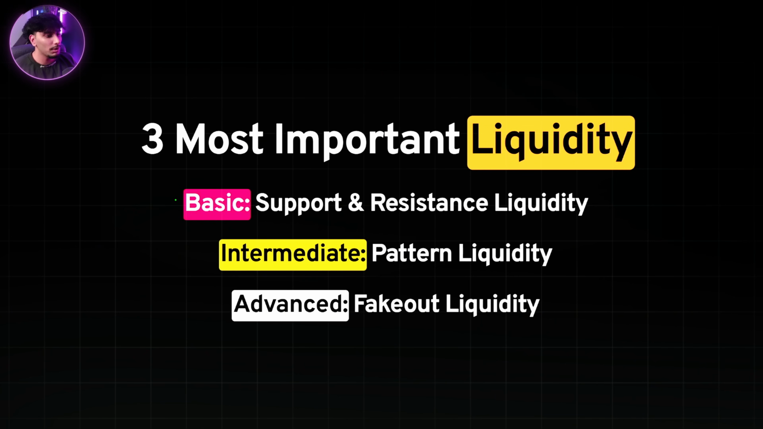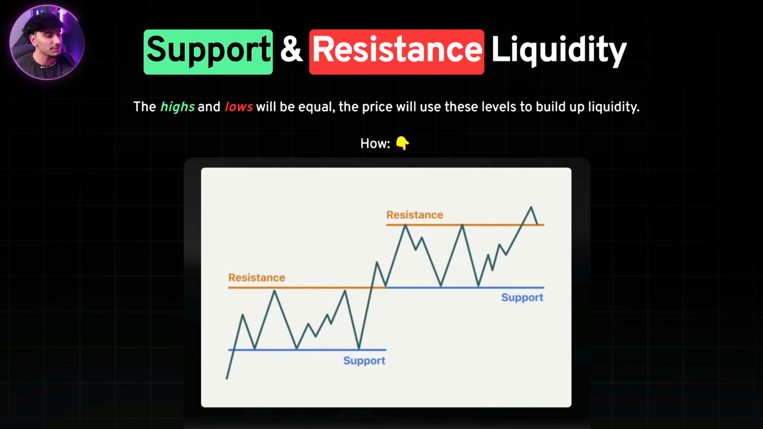Now, with this video, we're going to start off basic, but do not worry, once we get to the advanced concepts, you'll see that every single one of these concepts build upon each other. So the first type of liquidity we'll talk about is support and resistance liquidity. This happens when the highs and lows will be equal and the price will use these levels to build up liquidity around these key areas.